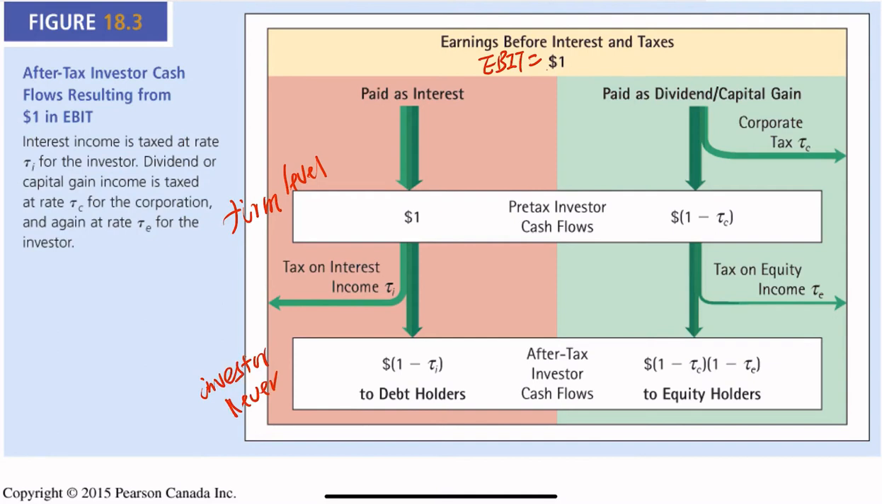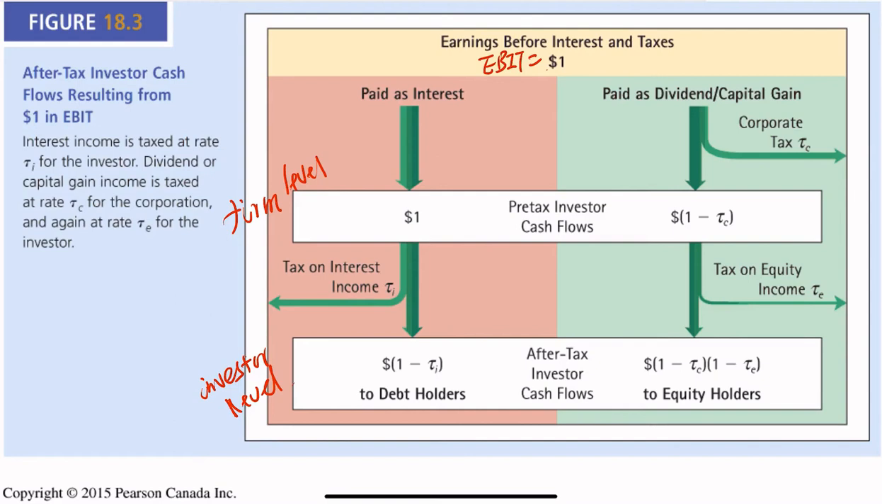So what you can see here is that at the firm level, essentially this interest income is tax-free, right? Because interest expense is considered an expense, so it will be deducted. And then if we go from the firm level to the individual level, you can see that obviously as a debt holder, you have to pay the income tax TI. So the after-tax income for this debt holder is 1 minus TI.